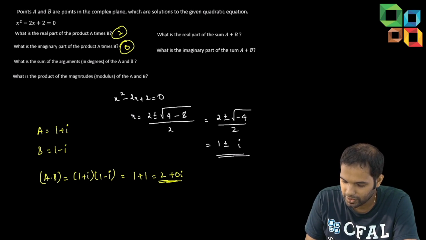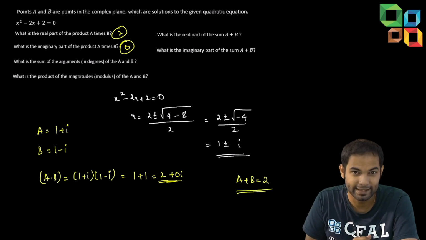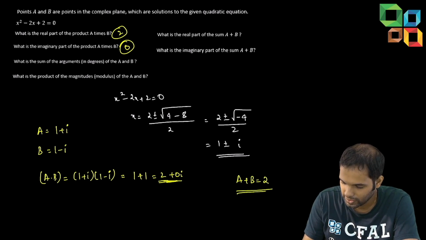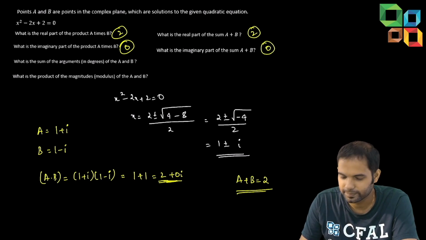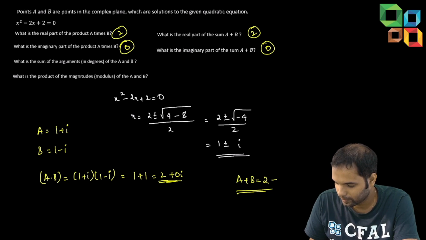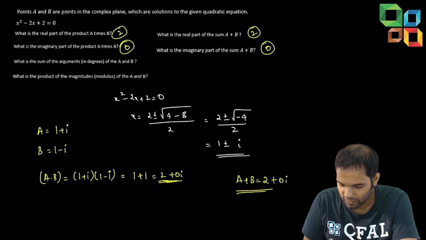What is the real part of the sum A plus B? If you do A plus B, you are going to again get 2 because the i will get cancelled. So the real part of A plus B is 2. The imaginary part is 0 again, because this is only a real number.